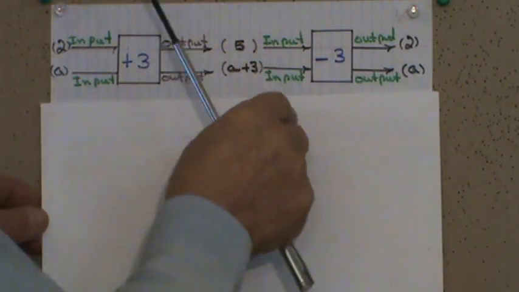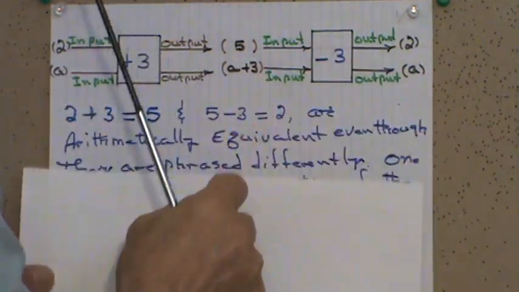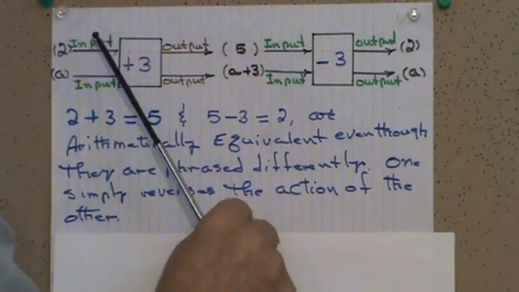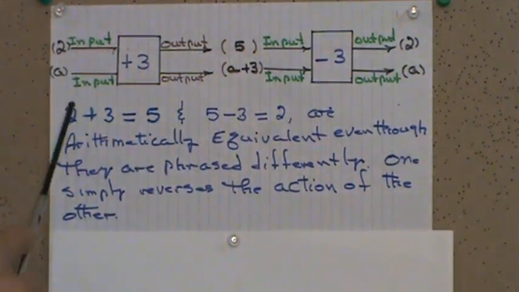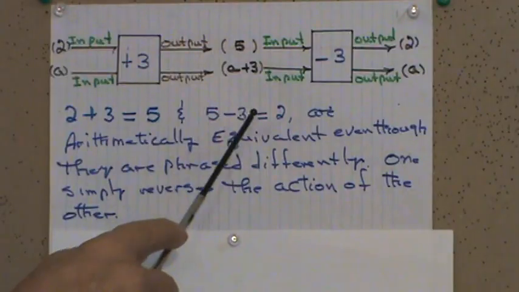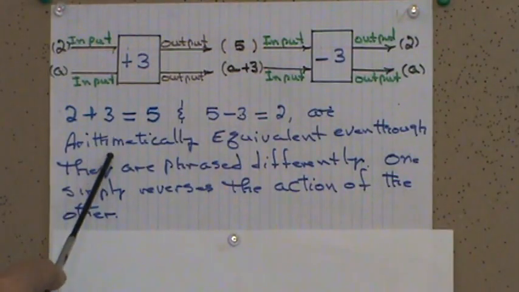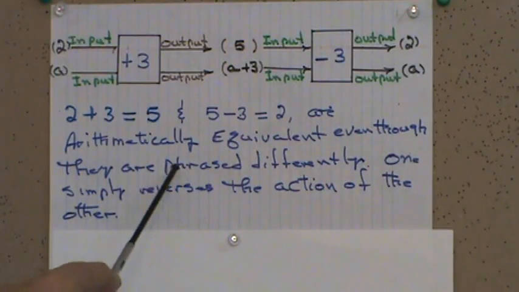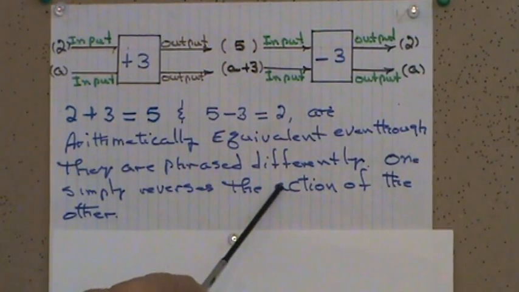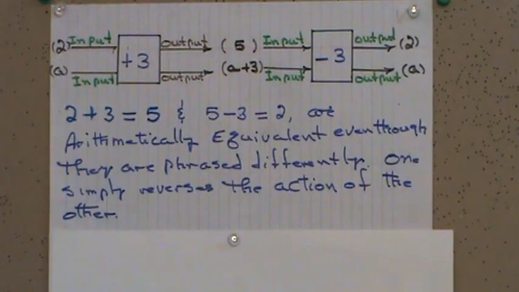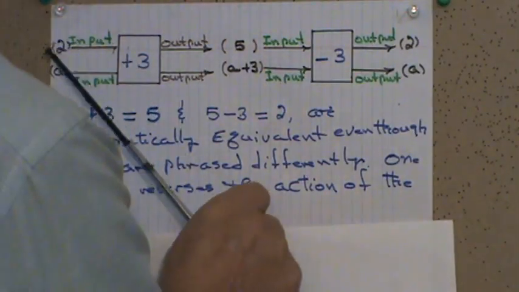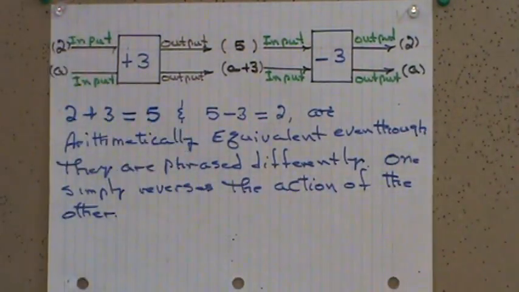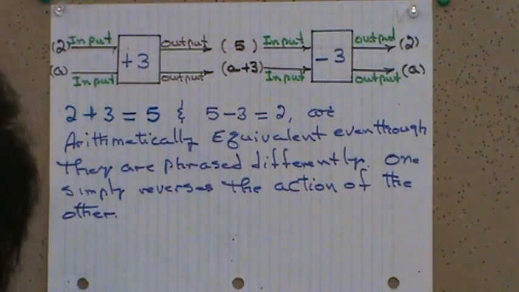All right? Now, I have written something. I'll go through that quickly. I already mentioned it just for the sake of it. Now, 5 plus 3 and 5 minus 3 are arithmetically equivalent, even though they are phrased differently. One simply reverses the action of the other. Okay, so good. So let's go now to the next one, if I may.